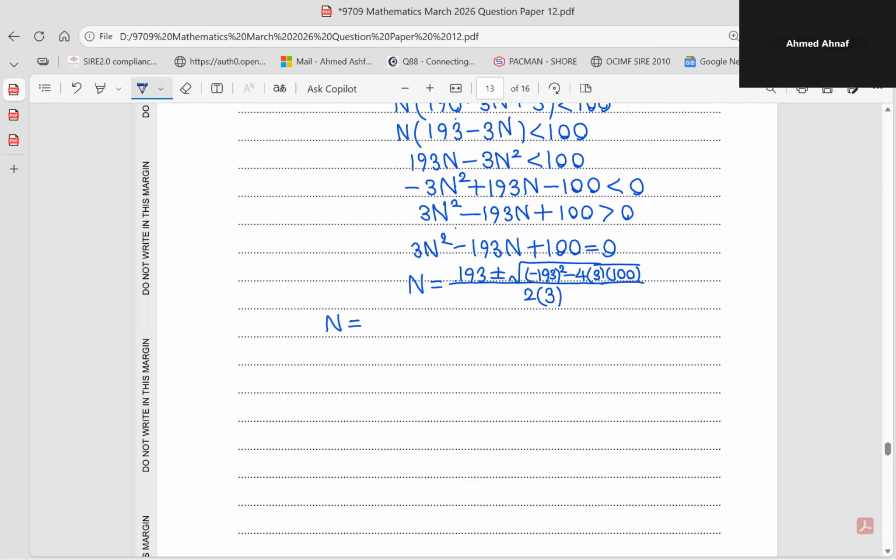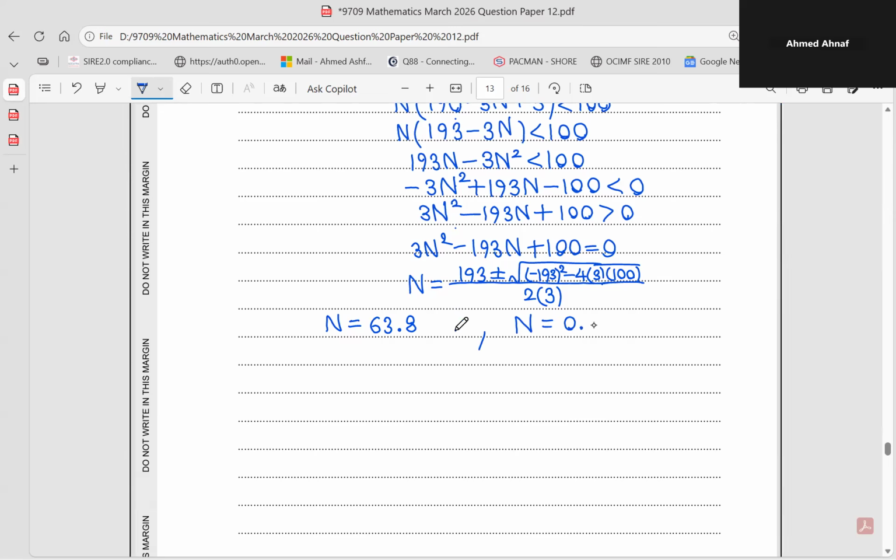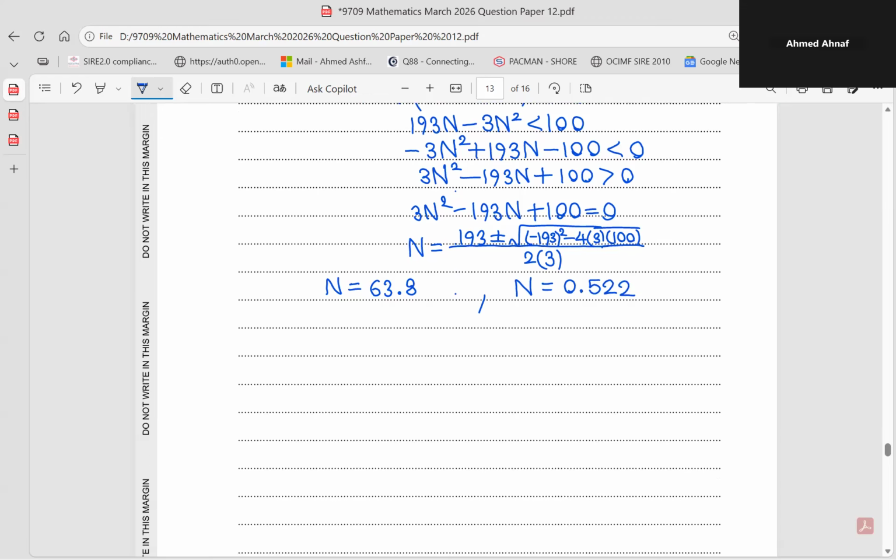I'm just going to round it off to 3 SF. So 63.8. These are critical values, not our final answers. And 0.522.